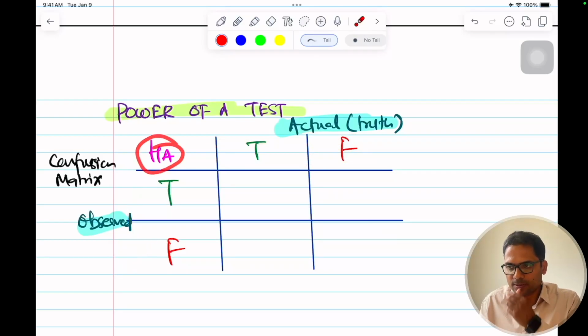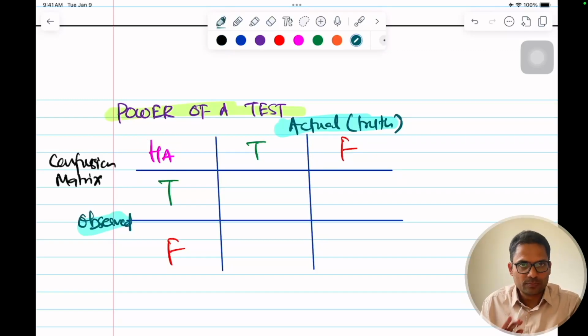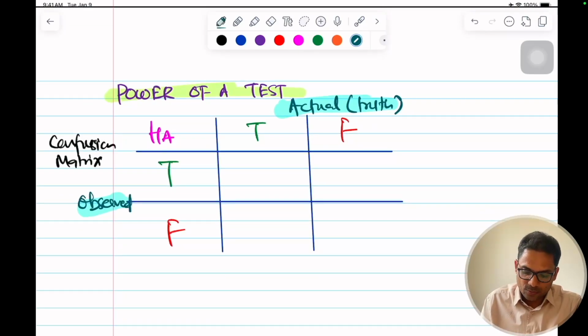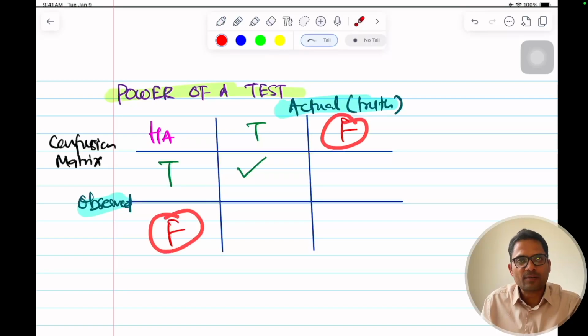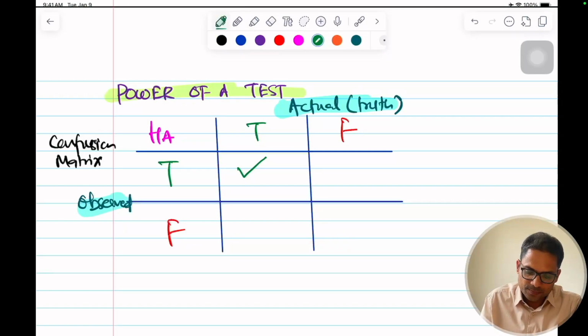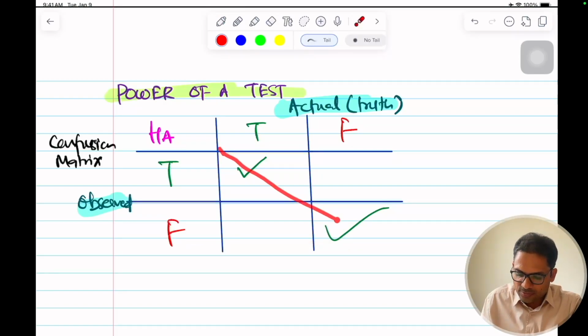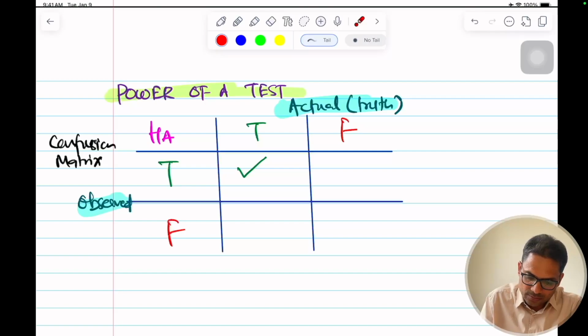So if my alternate hypothesis is true, let's see the true and true. If my alternate hypothesis is true and I find that this is true, then good. If my alternate hypothesis is false and I find that this is false, this is also good. So these are good brackets to be in. All these diagonal elements will be good.